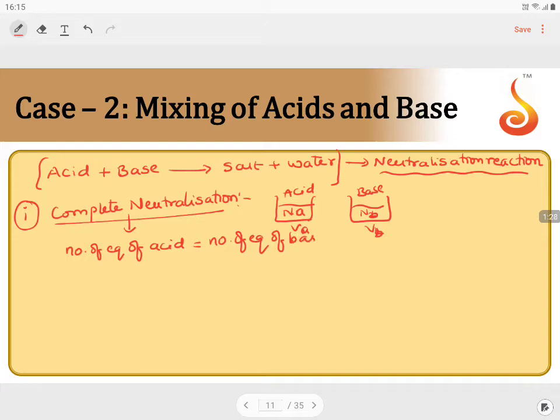So this will be the condition. That means normality times volume of an acid should be equal to normality times volume of a base. This is the condition for complete neutralization. If acid is undergoing complete neutralization with base, then the resultant formula is: number of equivalents of acid equals number of equivalents of base, Na Va equals Nb Vb.